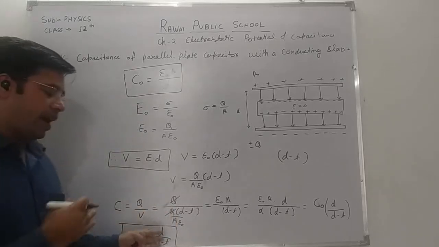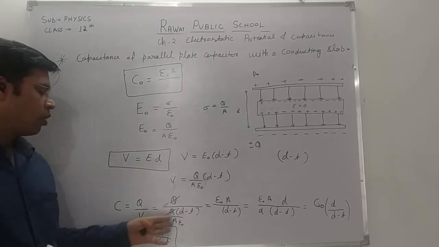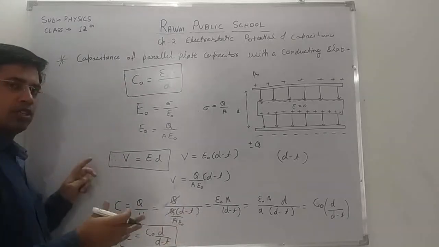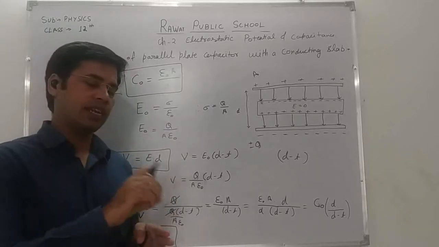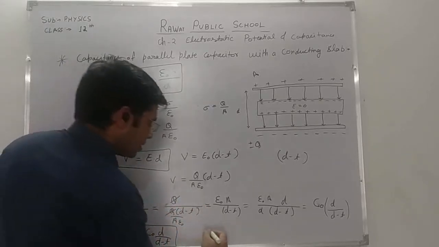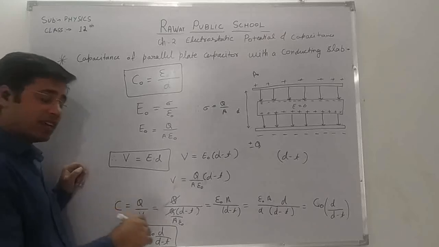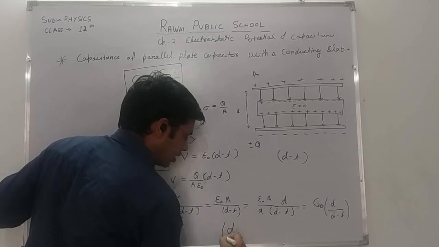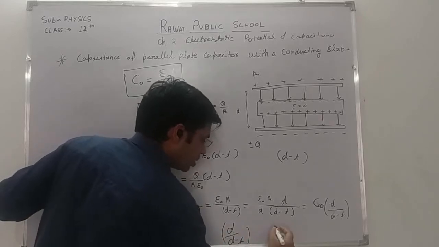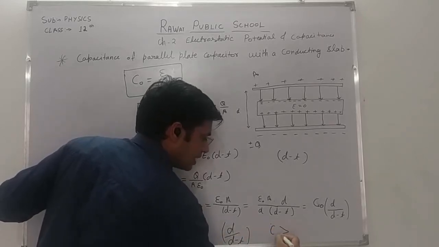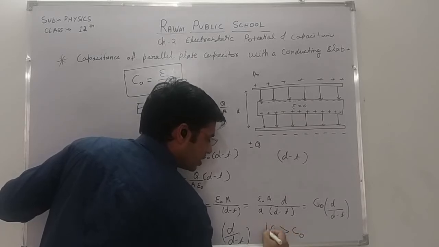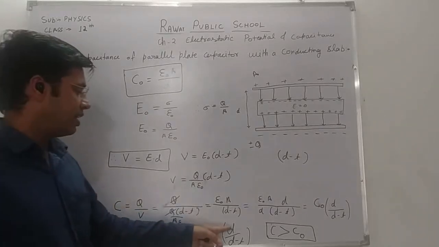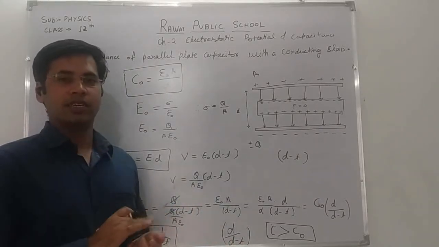By looking at this equation, we can make a conclusion that the capacity of the capacitor, when we are inserting a conducting slab inside it, gets increased by the factor D divided by D minus T. That means the capacity of the capacitor is always greater than the initial capacity. That is, the final capacity has increased by this factor D divided by D minus T.